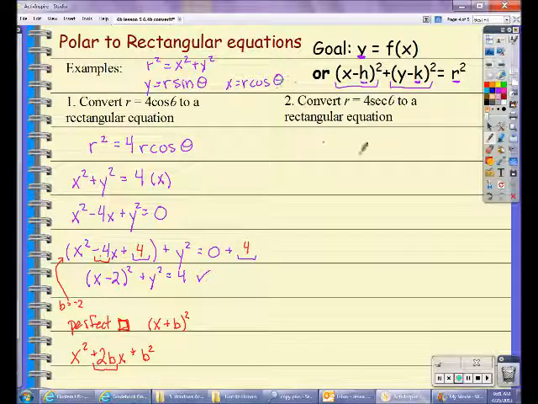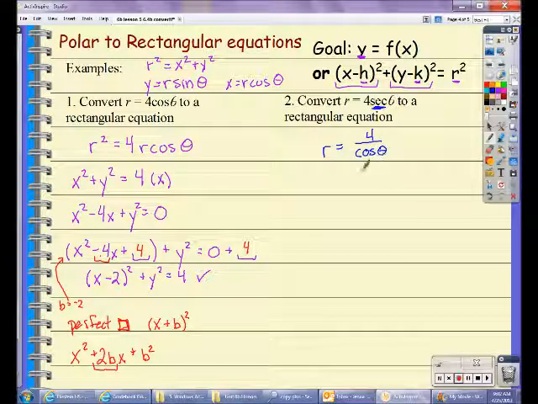Last example before I let you go. We're going to convert r equals 4 secant theta to a rectangular equation. Now this looks, it's secant, oh no, it's going to be so much harder, and we had to do all that completing the square thing, oh no. Well, as long as we remember that secant is the reciprocal of cosine, it's not so bad. We're going to start with changing that to 1 over cosine. So 4 times 1 over cosine is 4 over cosine theta.